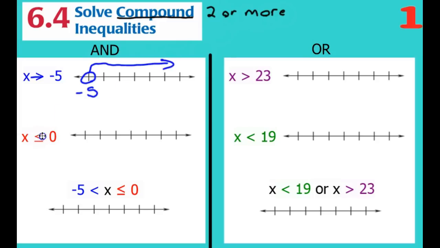Down here we have x is less than or equal to 0. So we're going to draw a closed circle. That's going to be 0. And now our arrow is pointing to the left. So draw an arrow to the left.